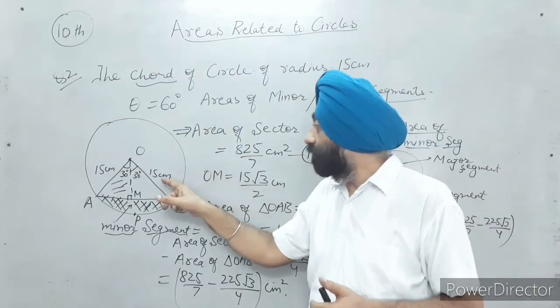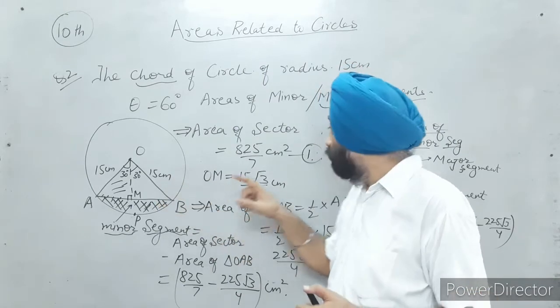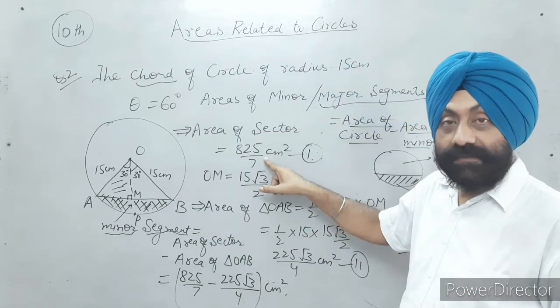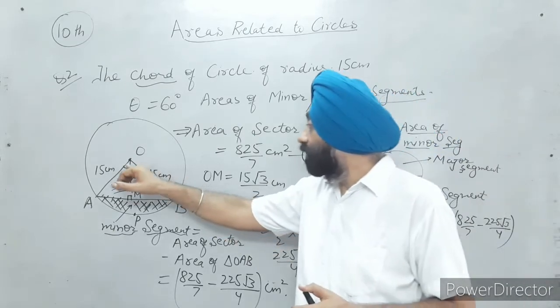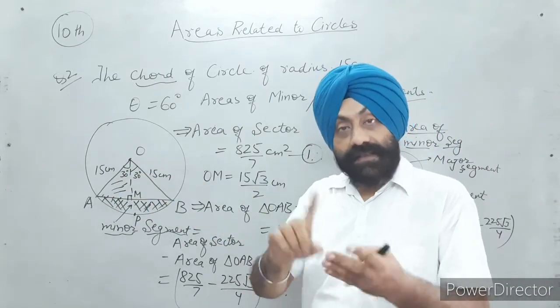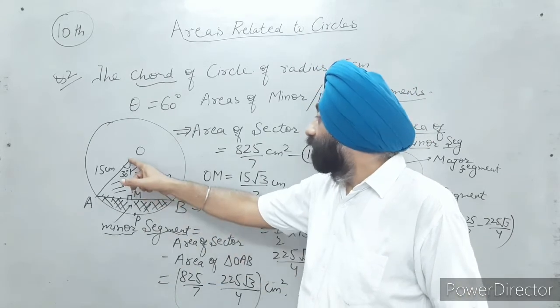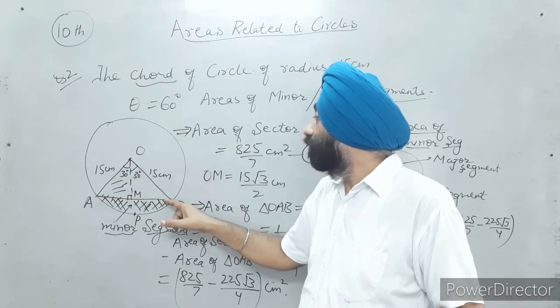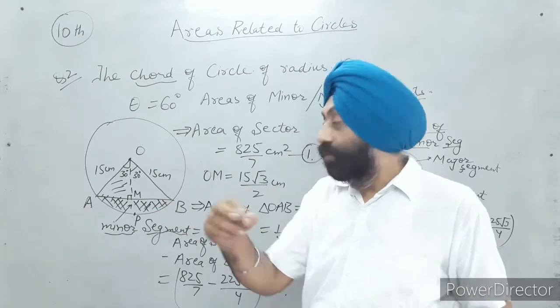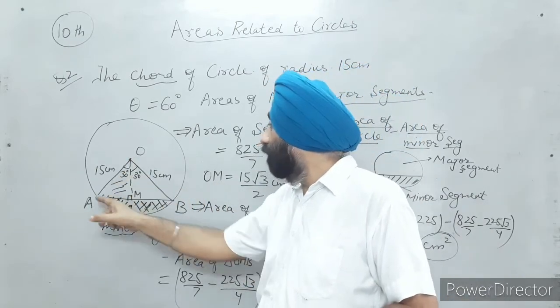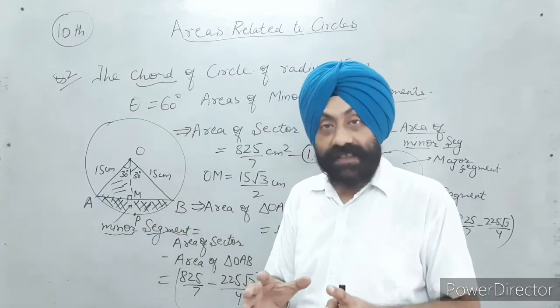The radius was given to me as 15, right? It came to be 825 by 7. Then I calculated the area of this triangle, but before calculating the area of this triangle, what I did, keep OM drawn perpendicular to the chord AB. Then I proved these two triangles OMA and OMB congruent, right?